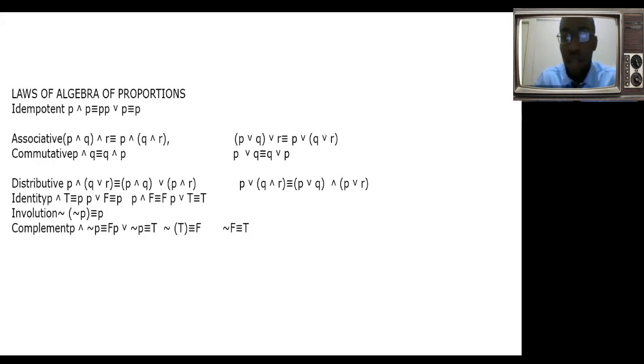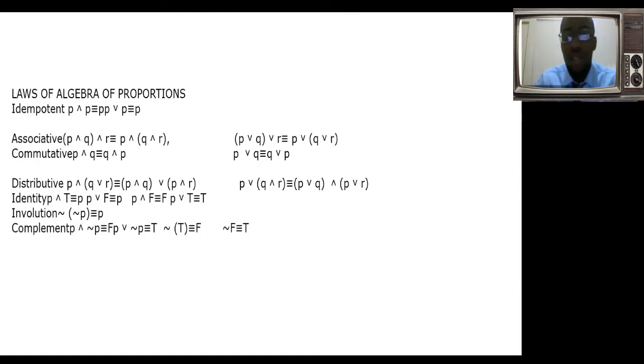What does law of algebra of proportion mean? Now, instead of using a truth table, we can verify everything in reasoning and logic using algebra. And this algebra is known as algebra of proportions. So think about it, this is mathematics. Of course, we have to do some form of algebra. And to do this algebra of proportion, we have to use some laws. Some laws are going to come into play.